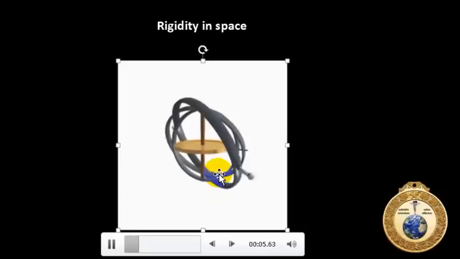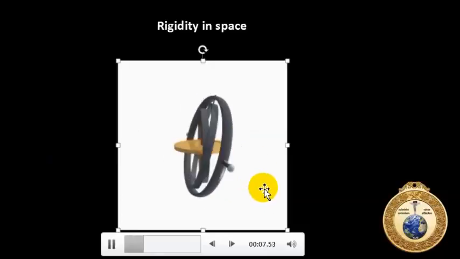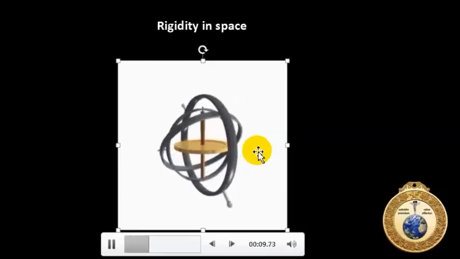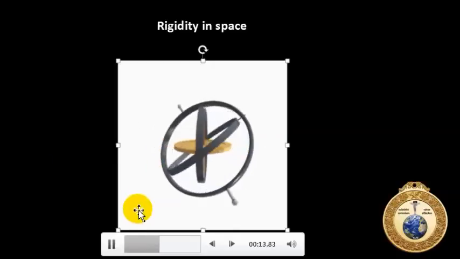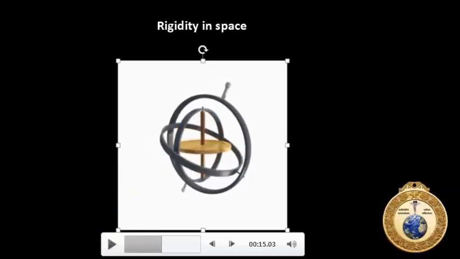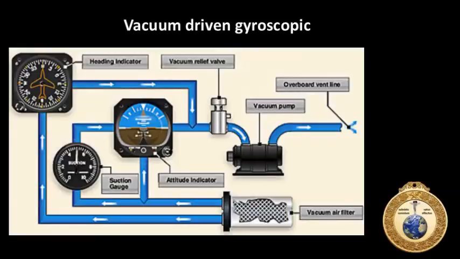So this would kind of be like an artificial horizon. We move around, we bank the airplane, and this is mimicking what the horizon is doing. Okay, so just to jump back, with our vacuum-driven gyroscopic instruments, there are gyroscopes inside these two instruments, the heading indicator and the attitude indicator.